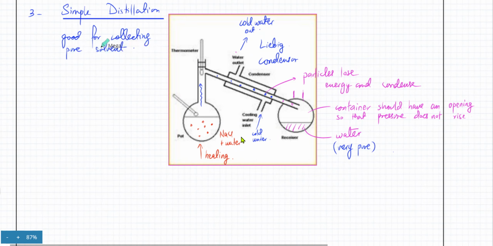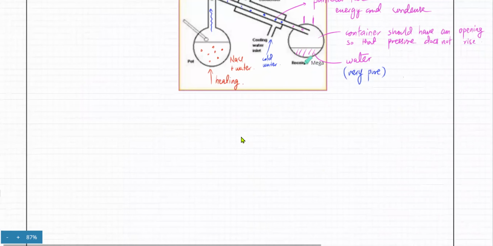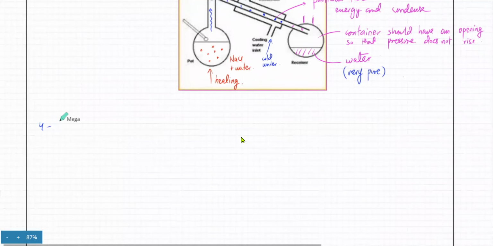So let's move to number 4. Number 4 is again about purifying water, and that has something to do with air and water. That's the topic that you're going to study somewhere at the end. That's known as reverse osmosis, or we can also call that desalination.